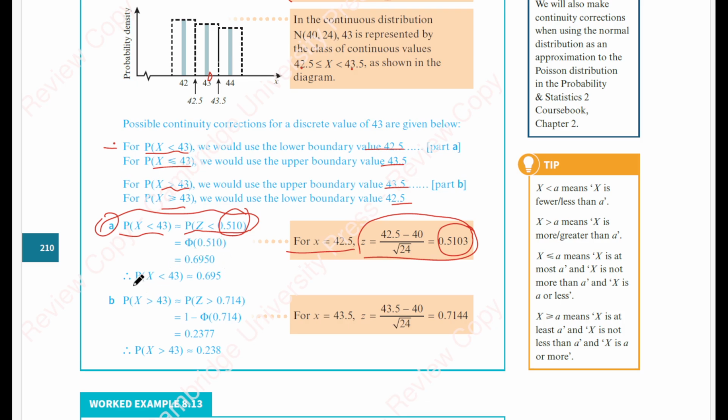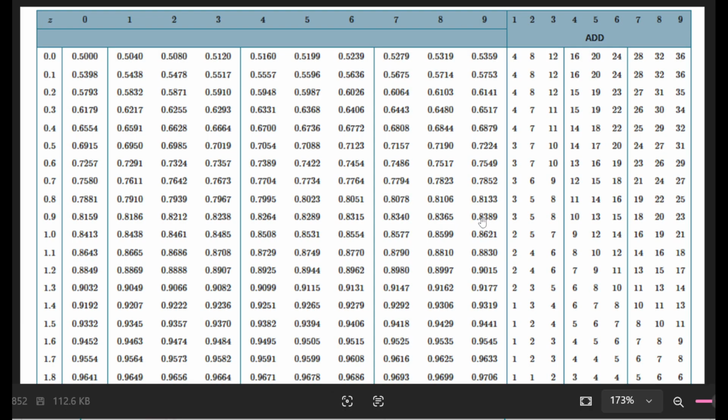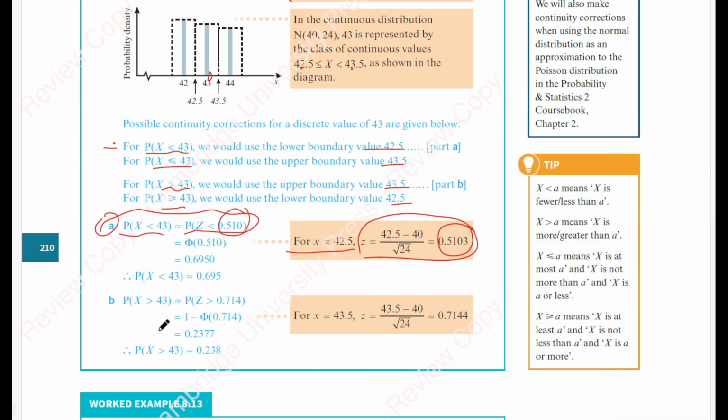And here, if you want to find this probability, you already have found it with a certain precision. If you want to have more, you can, but it's enough if you have the following precision. So this is the answer.